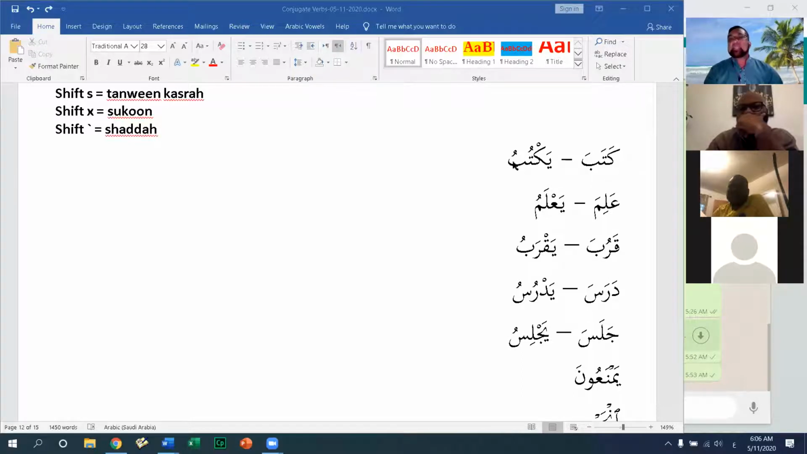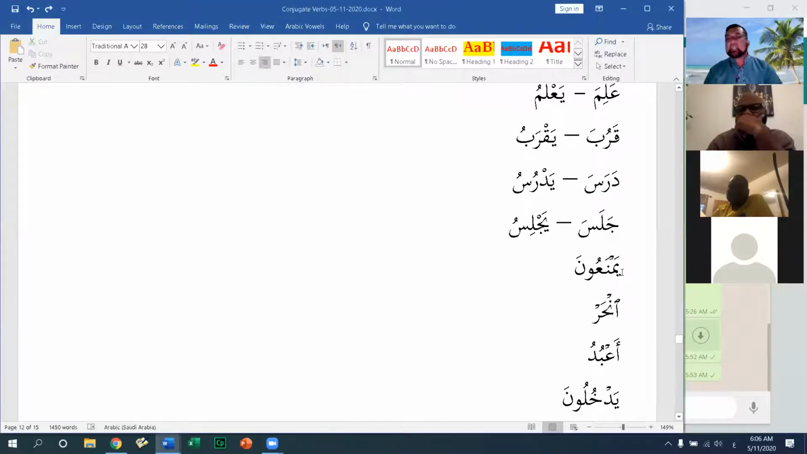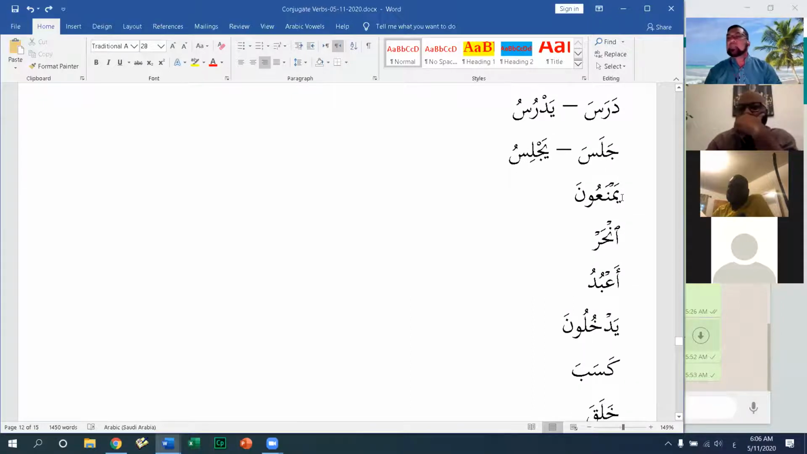So we'll memorize kataba yaktubu, alima ya'lamu, qaruba yaqrabu, darasa yadrusu, جلس يجلس, منع يمنع. So what I did, I grabbed a few verbs from some of the verses in the short surahs. يمنعون ويمنعون الماعون. So يمنعون, هم يمنعون. So to take it back to the singular past tense, it would be منع يمنع.